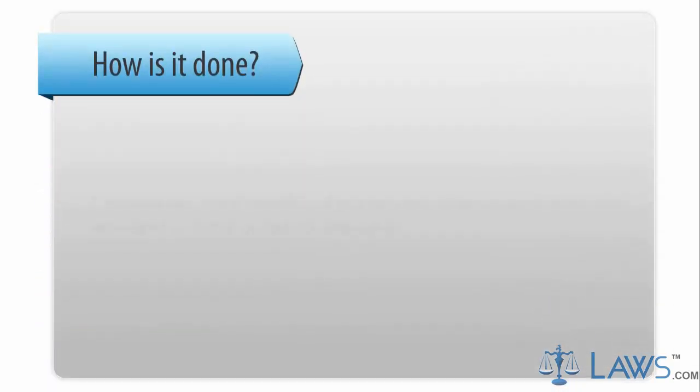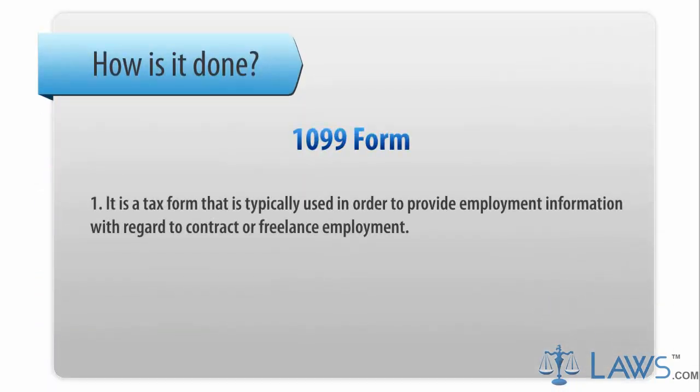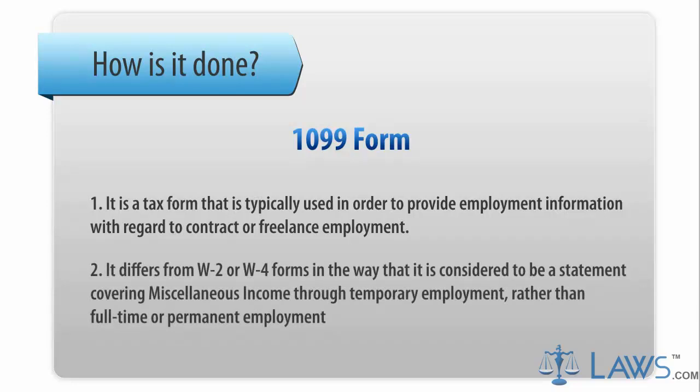The 1099 form is a tax form that is typically used to provide employment information with regard to contract or freelance employment. You'll notice that a 1099 form differs from a W-2 or W-4 form in that it is considered to be a statement concerning miscellaneous income through temporary employment, rather than full-time or permanent employment.